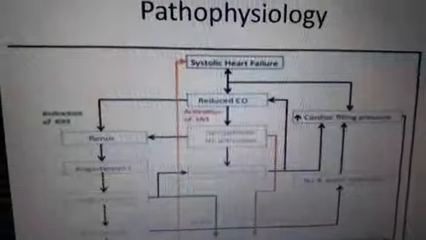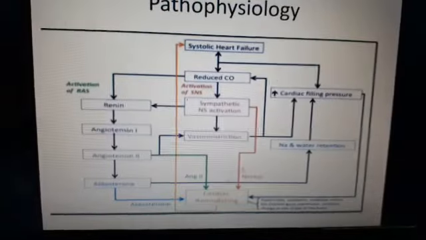If there is no facility, then you can directly do echocardiography. But ideally, if clinical feature is present and if natriuretic peptide is elevated, then heart failure is stamped. Echocardiography is done to classify the heart failure, whether it is preserved ejection fraction or moderately reduced ejection fraction or reduced ejection fraction. So once again, the pathophysiology, systolic heart failure.